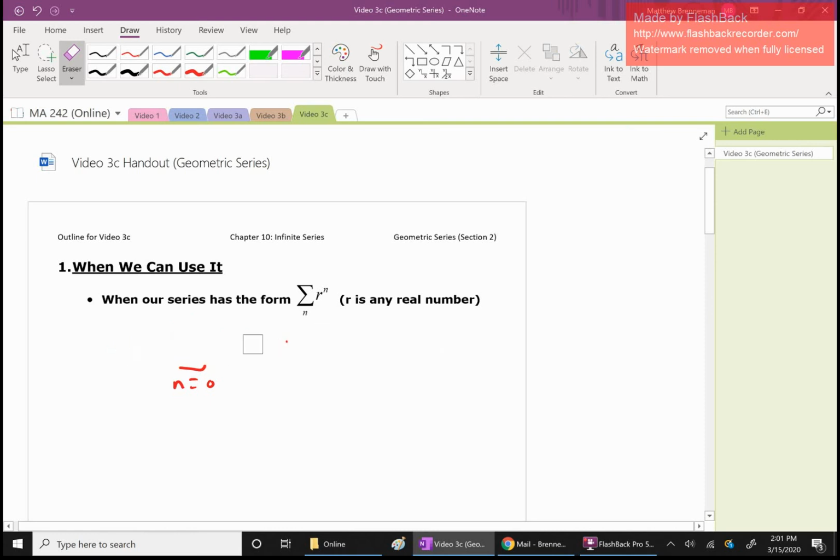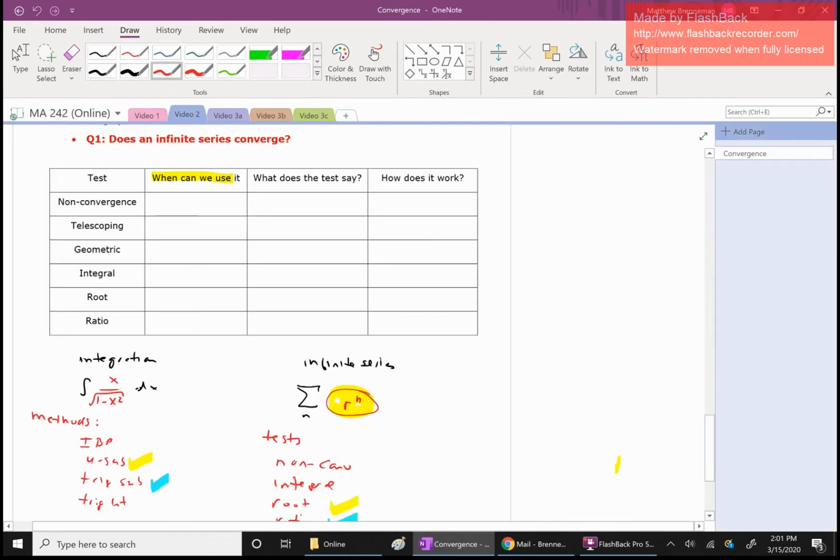Okay, so now we get to the real workhorse of infinite series, which is the geometric series. A geometric series is any series where the terms in the series can be written as a real number raised to an exponent, where the exponent is the index. And so we've actually seen one of these. We've been working with one of these.